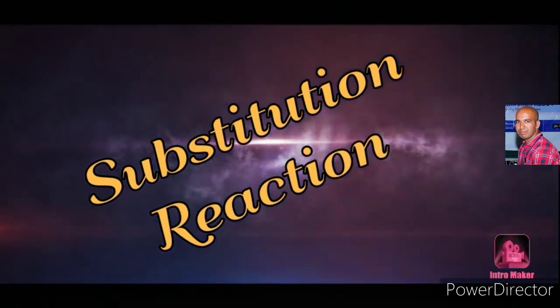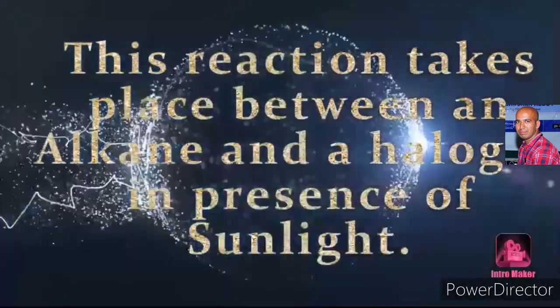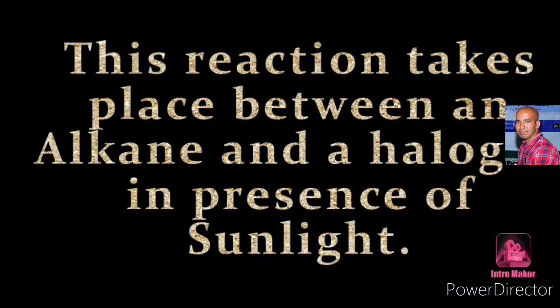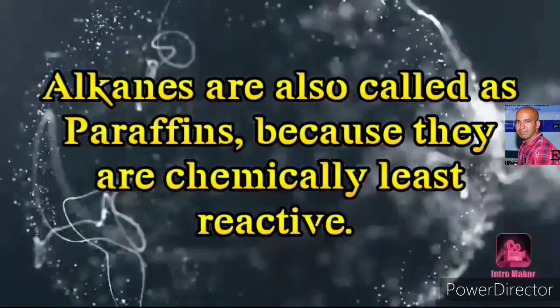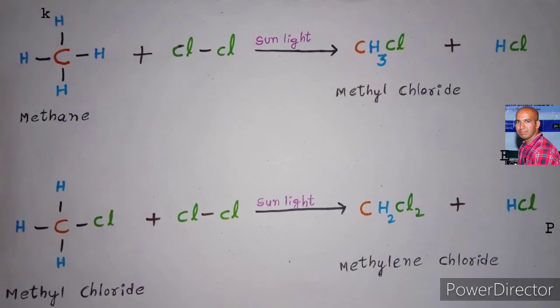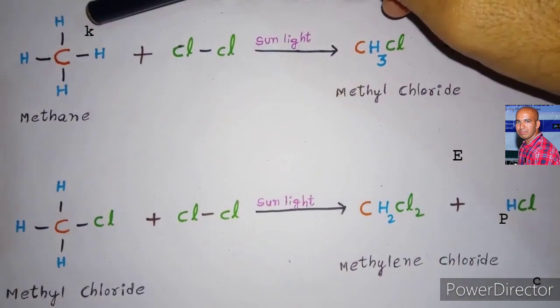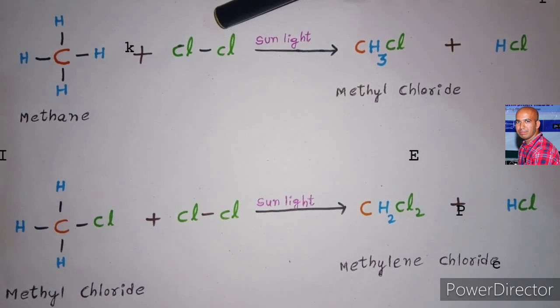Substitution reaction. This reaction takes place between an alkane and a halogen in presence of sunlight. Alkanes are also called paraffins because they are chemically least reactive. Here we have taken methane as an alkane and chlorine as a halogen.